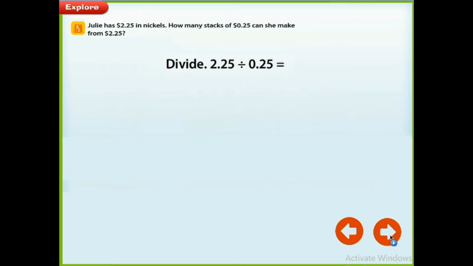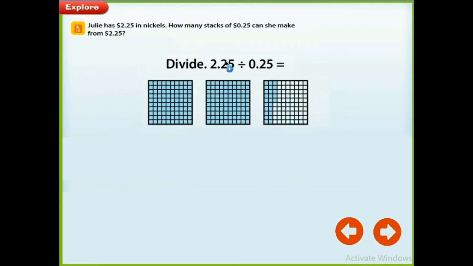Julie has $2.25 in nickels. How many stacks of 25 cents can she make from $2.25? To find the answer to this problem, you need to divide 2 and 25 hundredths by 25 hundredths. First, let's make a model to show 2 and 25 hundredths. You can show 2 boxes to represent the 2 ones. To represent the 25 hundredths, you can show another box with 25 hundredths shaded.